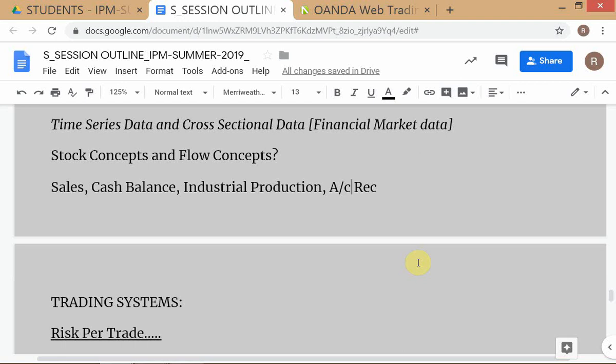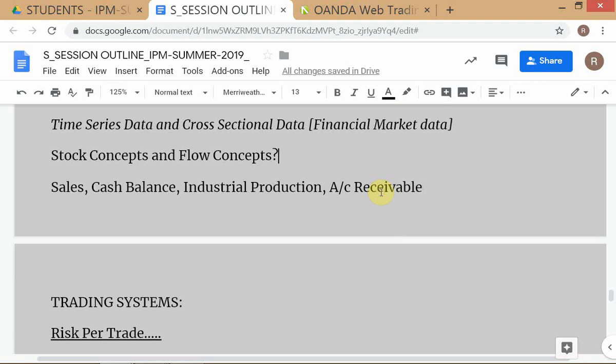Then accounts receivable, all the money that Hardik owes you. Yes, stock concept. Why is it a stock concept? Balance sheet, right? Accounts receivable is always shown as the amount at a point of time. It's a balance sheet item. Okay, good. So we can do this.